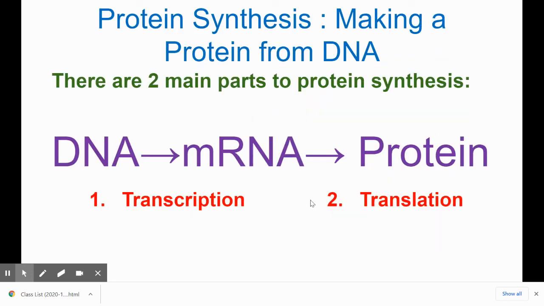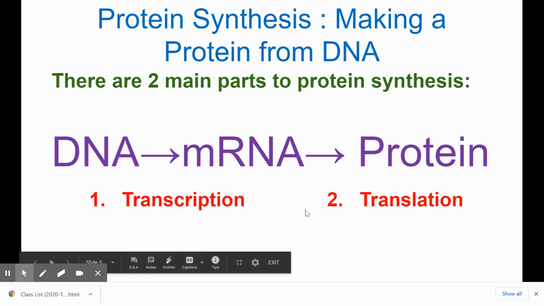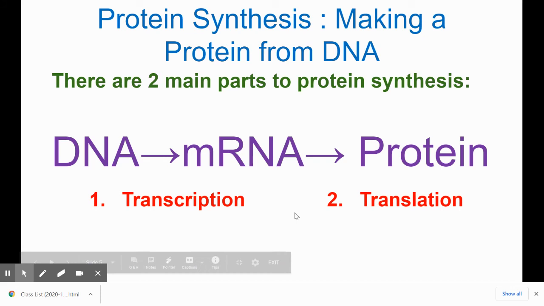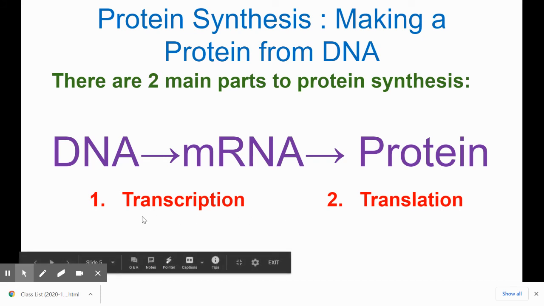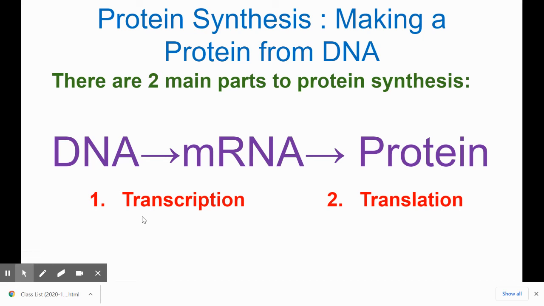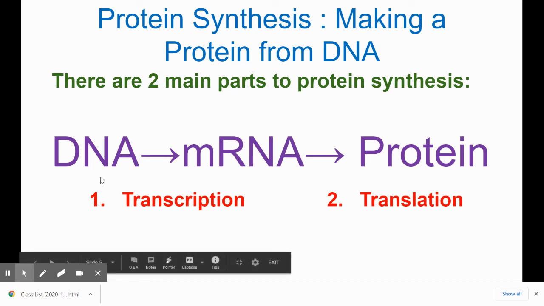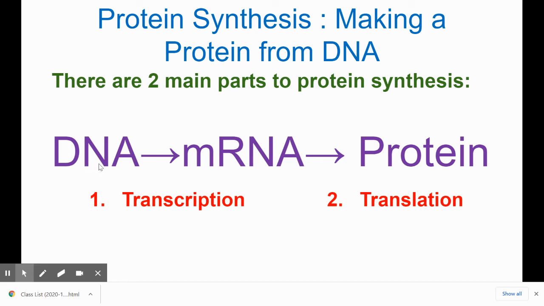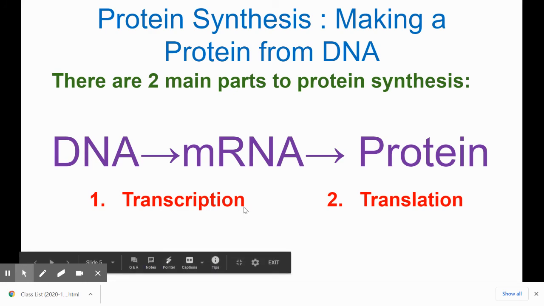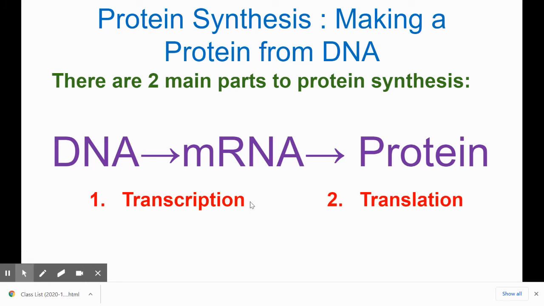Just to recap our lesson, we talked about the first part of protein synthesis called transcription. This process of transcription occurs in the nucleus of the cell. Transcription is where our DNA information is copied into a molecule called mRNA, also known as messenger RNA. And just remember, transcription is our first step in protein synthesis.